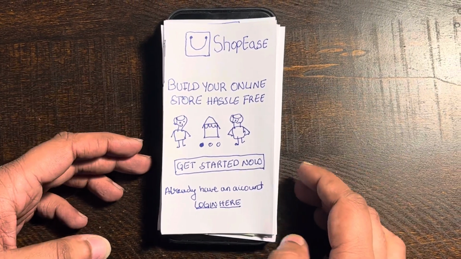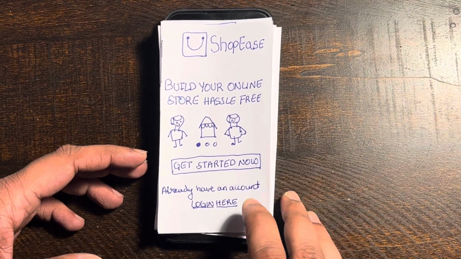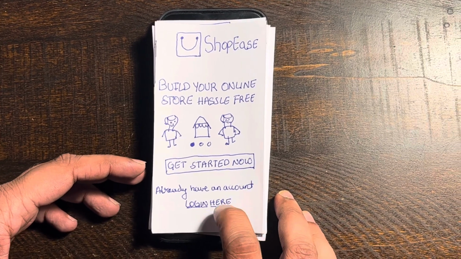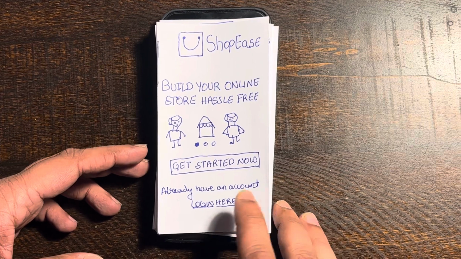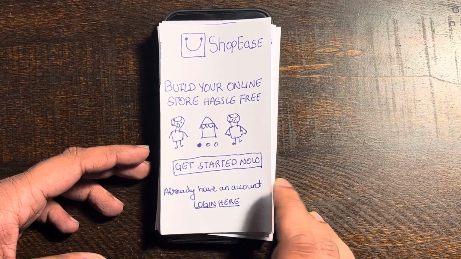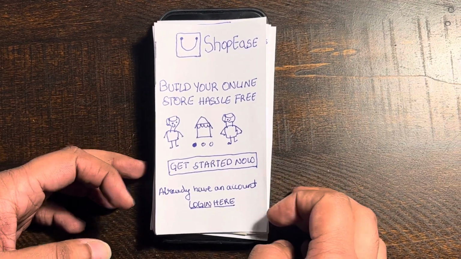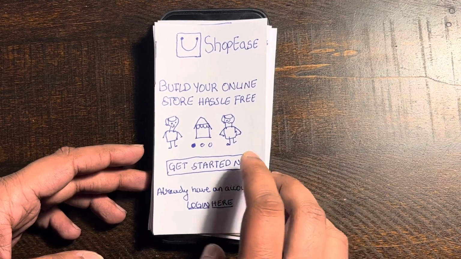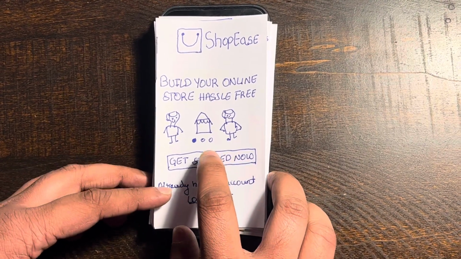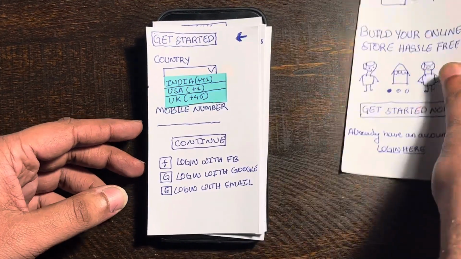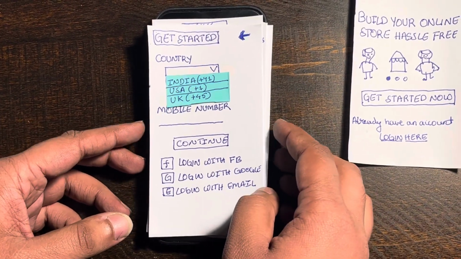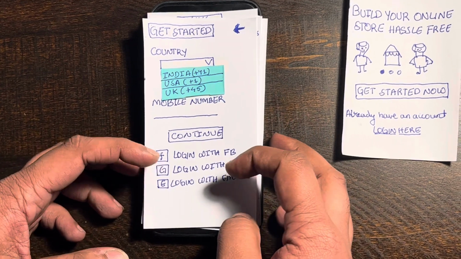Now, if you see over here, there is Get Started Now, and if an existing user is present, they will be able to log in to their account by clicking on Login Here. So this is the first part of the interface. Now assuming that the user clicks on Get Started Now, we can see a different screen that will be presented to the user.